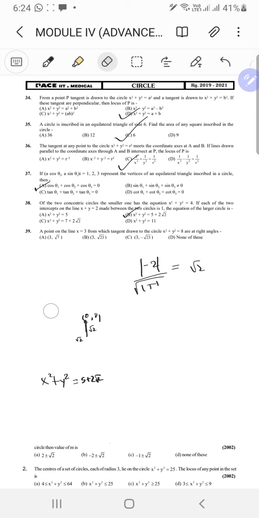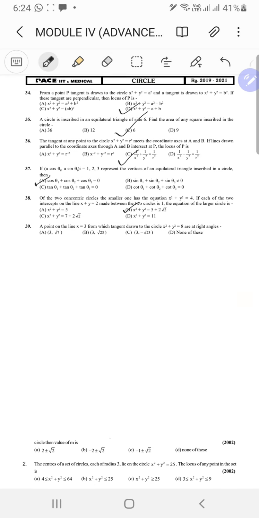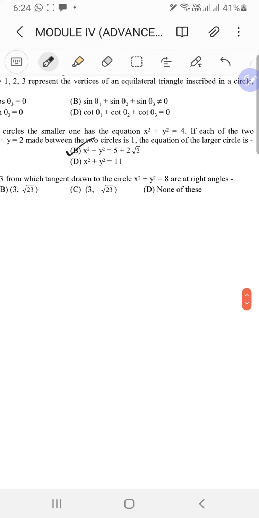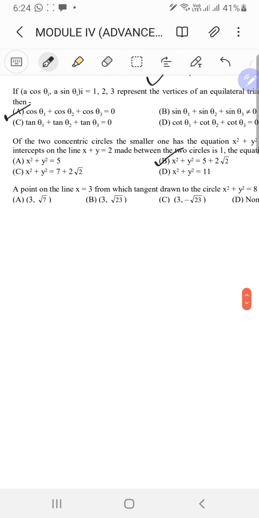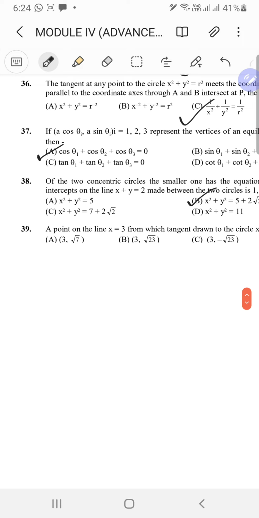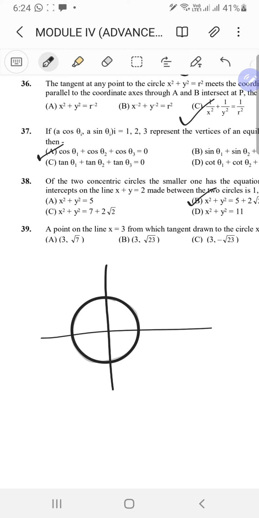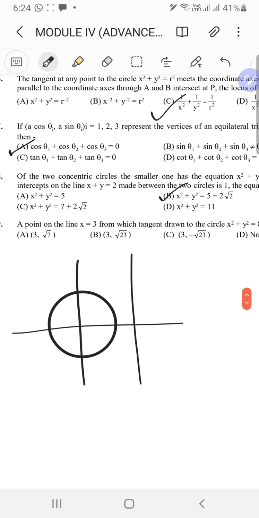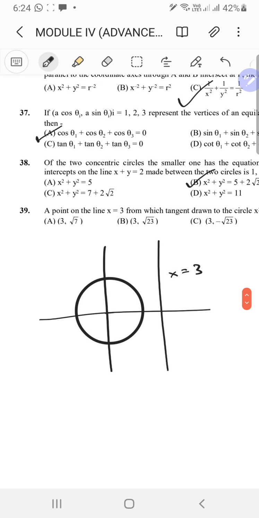39. A point on the line x equal to 3 from which tangents drawn to the circle x squared plus y squared equal to 8 are at right angles. Oh, okay, I got it. So this is the circle, and this is the line x equal to 3. This has radius 2 square root 2. Yeah, 2 square root 2 is less than 3, correct?